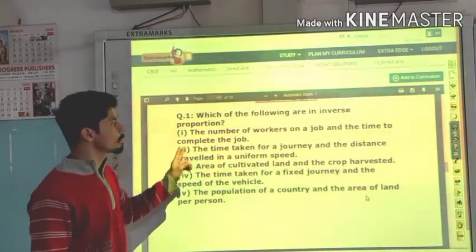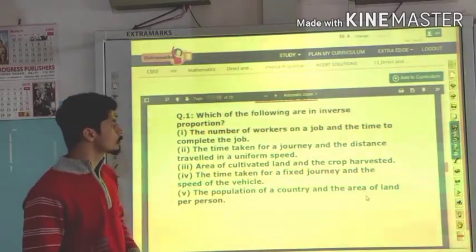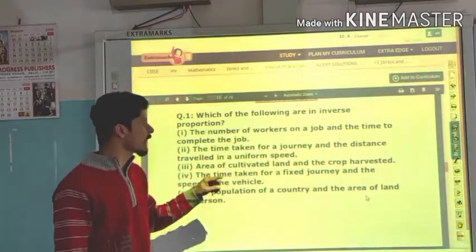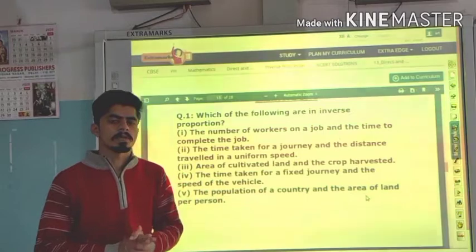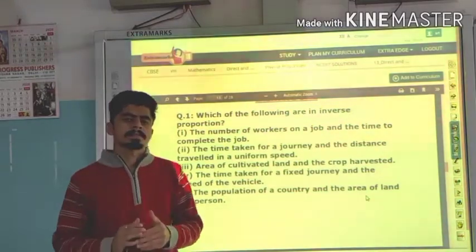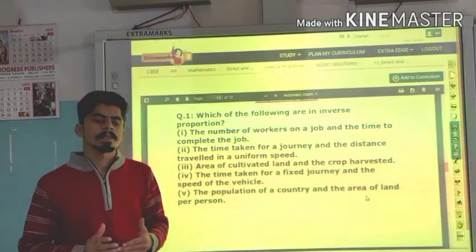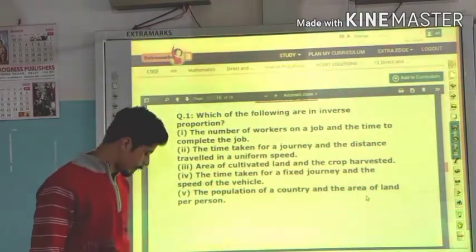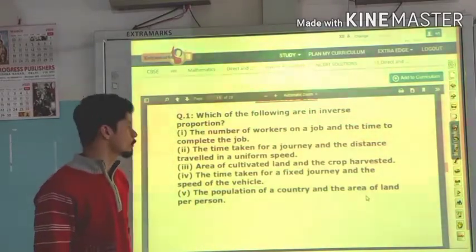The first is the number of workers on a job and the time to complete the job. This is the situation where we have the workers on a job and the time taken by them. If we are increasing the number of workers, then the time taken by the workers will be less as compared to the previous situation. So this situation is in inverse proportion.